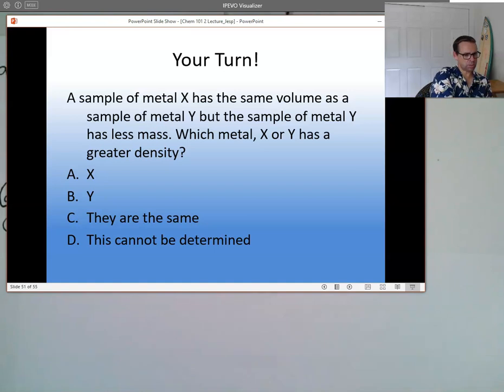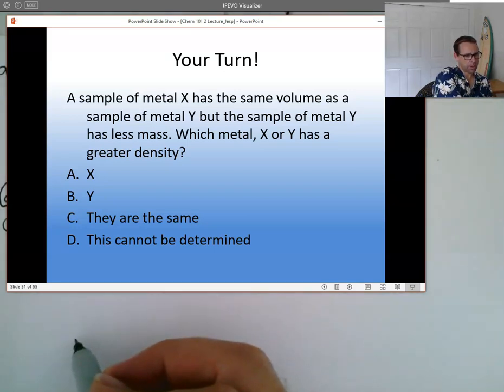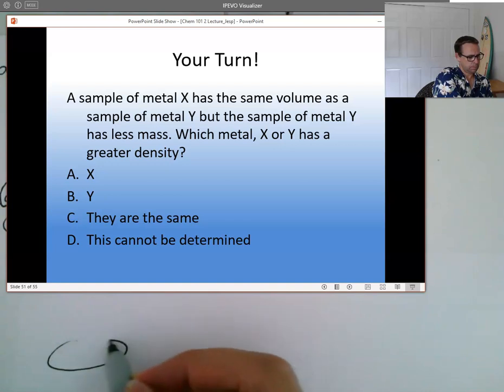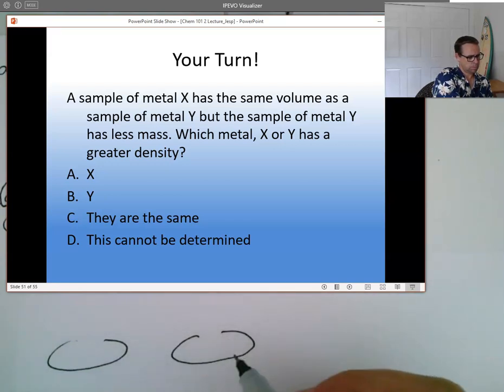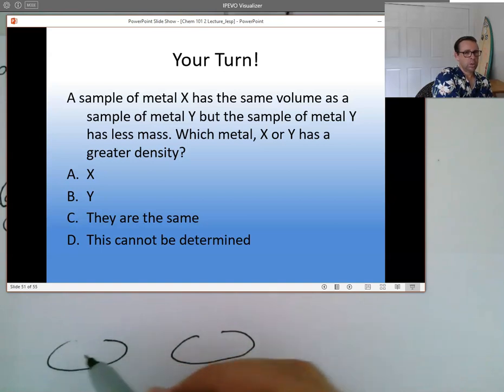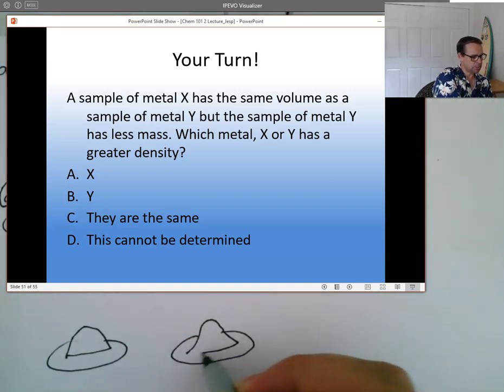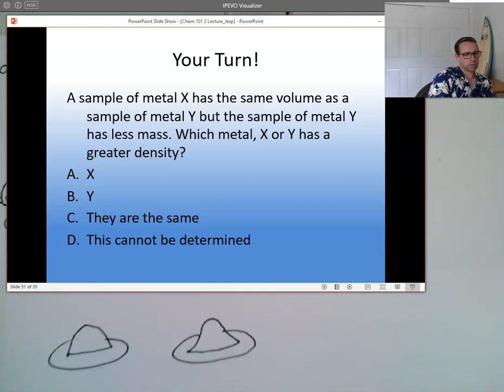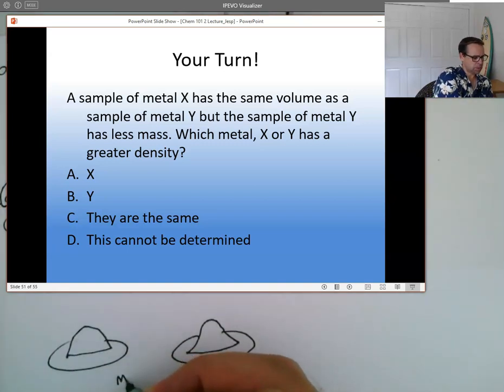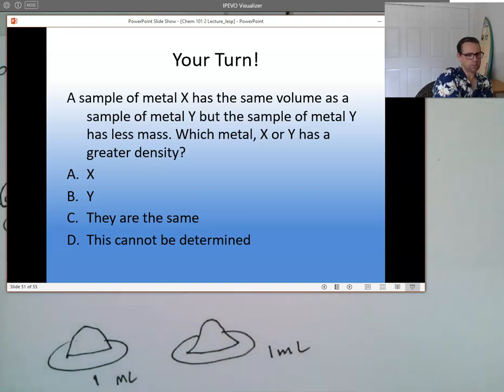So if we draw a picture, which one are we going to draw with a greater volume? X, because X has a larger volume? Why don't you read it again? What's it say? Oh, they have the same volume. So I'm going to draw two mountains that are exactly the same in terms of their volume. Now, I'll make up a volume. Each one is 1 milliliter.